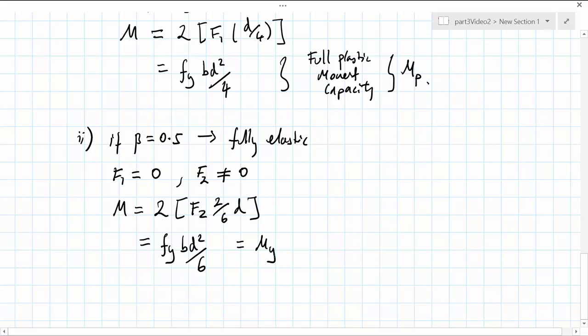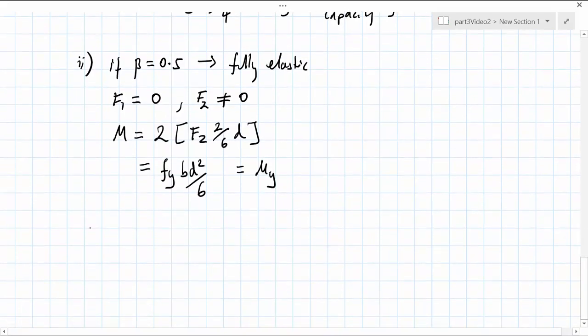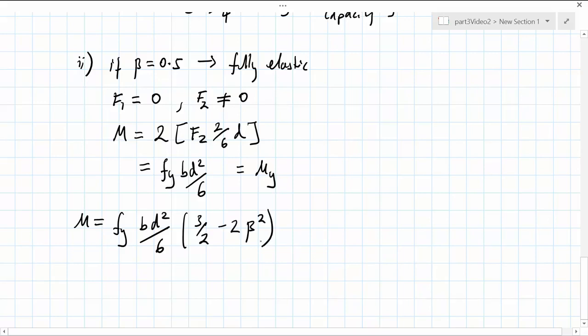If we then substitute in the values of F1 and F2 into our moment expression, we can then write M as being equal to Fy times by bd squared over 6 times by 3/2 minus 2 times beta squared, or the yield moment times by 3/2 minus 2 times beta squared.